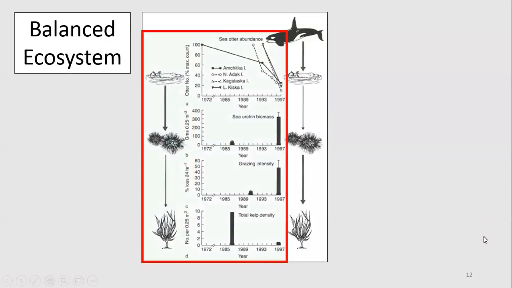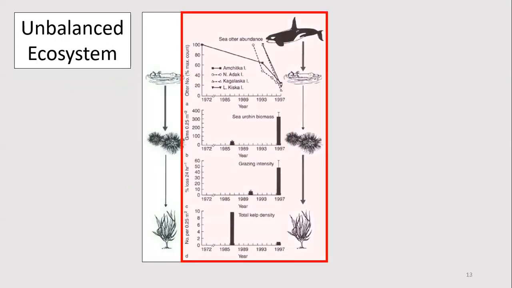In the scenario on the left, a balanced ecosystem was maintained. Kelp density was kept high due to low grazing intensity from the sea urchins, as sea urchin populations were limited by high sea otter abundance. However, the addition of killer whales created an unbalanced ecosystem.